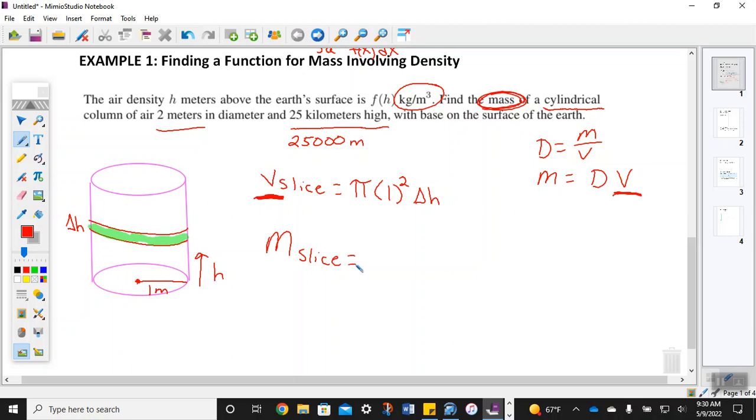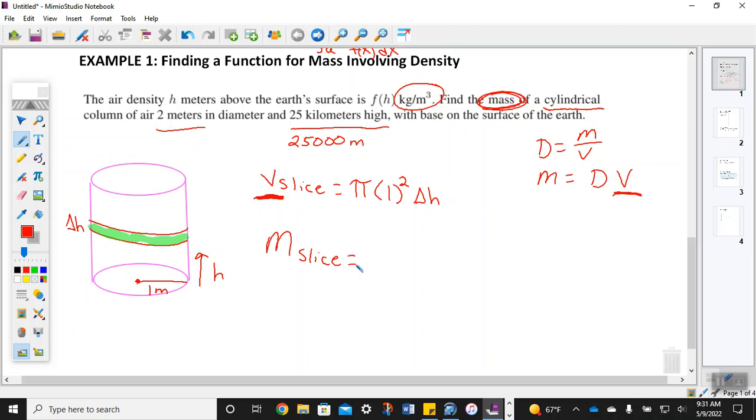The mass of a slice. Well, guys, we can find the mass of that one slice if I take its density within that slice times the volume. Do we know the volume of that slice already? Yeah. What is it? Pi times 1 squared, delta H, right? Okay.